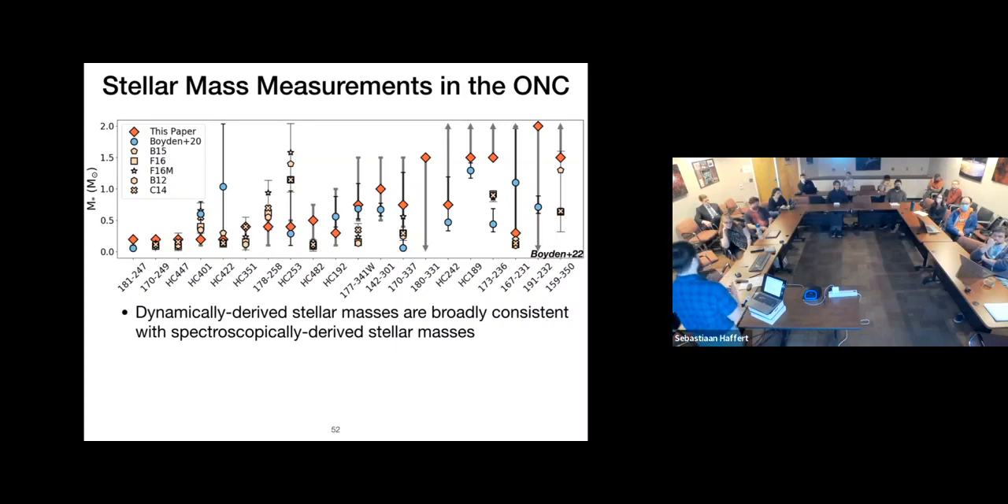And one thing that I'm really excited to do in future work is do this for those localized regions of the ONC where we can obtain reliable spectroscopic data. And I'm very excited to see how the inclusion of these additional stellar mass measurements affects some of the interesting correlations that we've seen between disk properties and stellar mass in the ONC with our ALMA surveys.